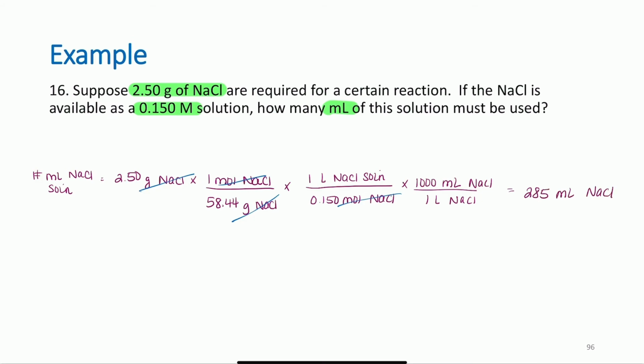So if I needed 2.5 grams of sodium chloride to complete a reaction, but all I had available was a 0.15 molar solution, I would need to use 285 milliliters of that solution to be able to obtain the number of grams I needed.